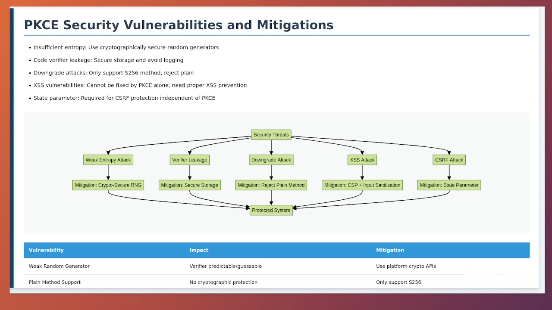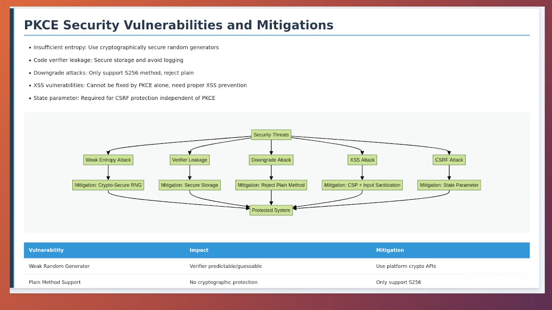Code verifier leakage is another serious concern. If the code verifier is stored insecurely, such as in plain text logs, browser local storage, or unencrypted files, an attacker who gains access to these storage locations can steal the verifier. Even storing it in memory is not completely safe on compromised systems where memory dumps or debugging tools might expose it. The mitigation involves using the most secure storage available for the platform, limiting the lifetime of stored verifiers, implementing proper access controls, and avoiding logging sensitive values.